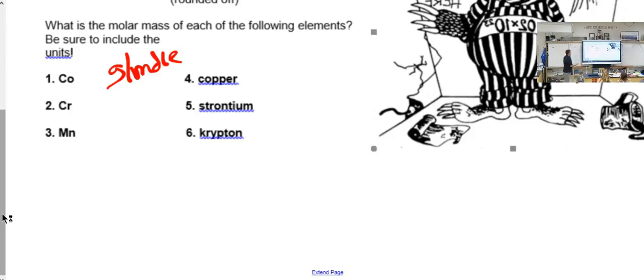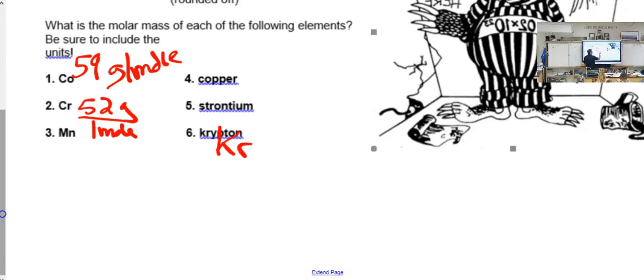All right. So the unit, grams per mole. If you find cobalt, it is rounded off at 59 grams per mole. Chromium, Cr, where is it? There it is, 52, right? Grams per 1 mole. You all right with that? Then come over here, Kr. It's on the far right. That is 84 grams per 1 mole.